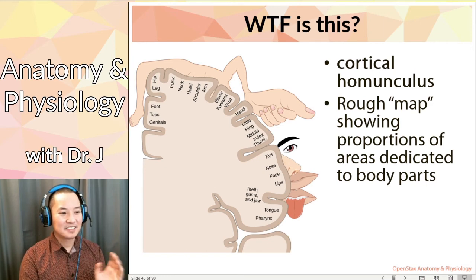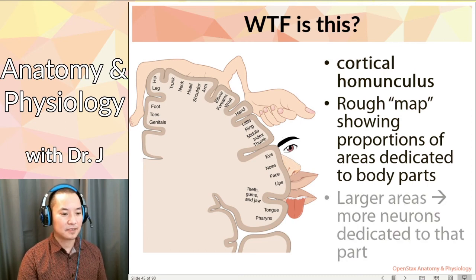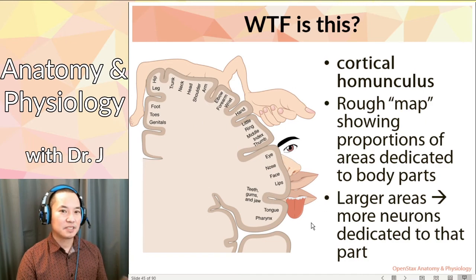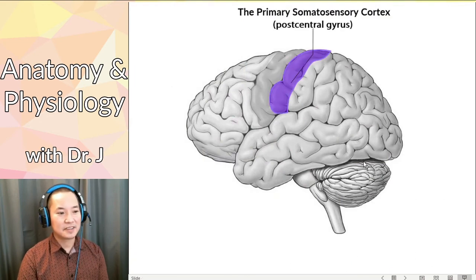So again, this is why it's distorted. The bigger the body part is on this homunculus, the more of the cortex and the more neurons in the cortex are devoted to that body part. So again, larger areas mean more neurons are dedicated to that part of the body. So here's the somatosensory cortex. Let's zoom in a bit.